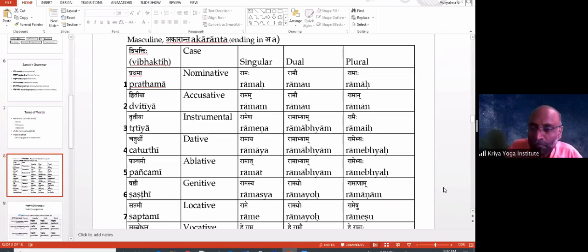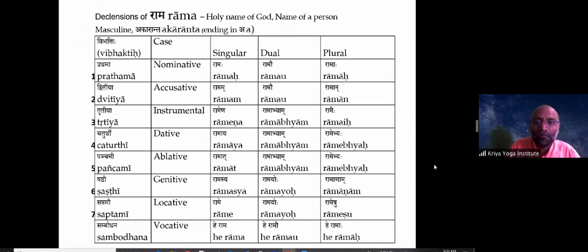If you remember, I already told you that the best way to memorize things in Sanskrit is not somehow mugging up, but just to keep chanting loudly again and again, and that's how you memorize. So this is the declensions of Rama.